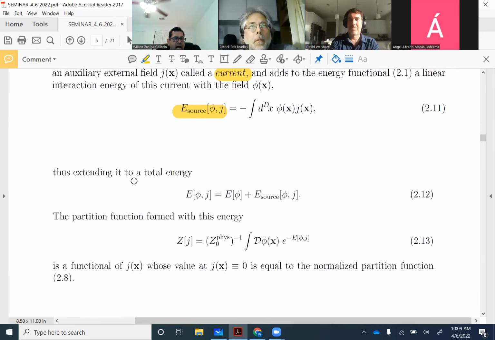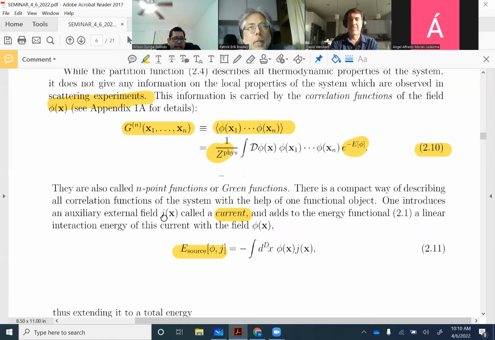So now the total energy is E plus the source term. Now there is a partition function corresponding to this energy, to the functional 2.12. This partition function is denoted in this way, Z of J, because it depends on J, and this is the definition of this partition function, okay? Now, this is a generating function for the endpoint correlation functions.